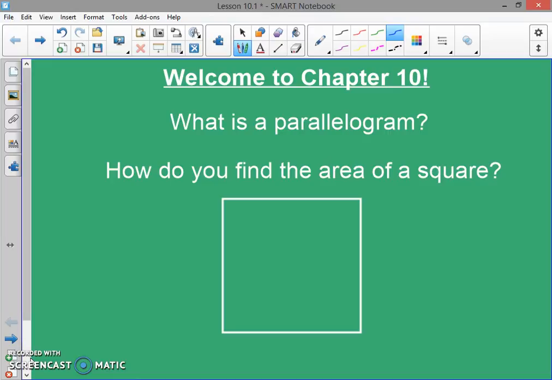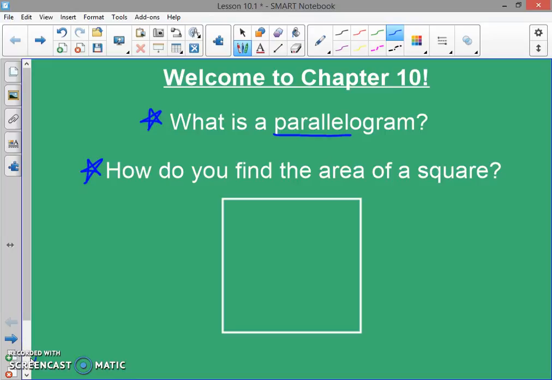Just a couple of questions before we get started. What is a parallelogram? Something you should know. And how do you find the area of a square? We'll be exploring these in lesson 10.1, but sometimes I think if I just throw it at you first thing, then you'll be more apt to listen. So what is a parallelogram? Well, base word parallel. So a parallelogram is a figure that has two sets of parallel sides.